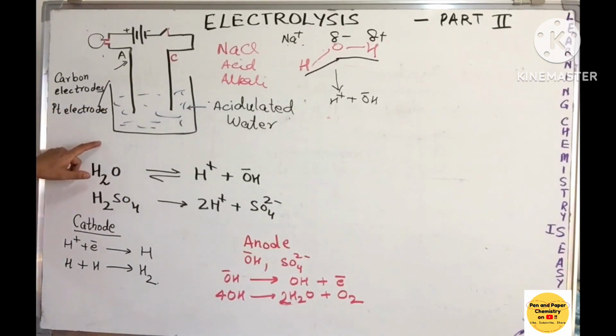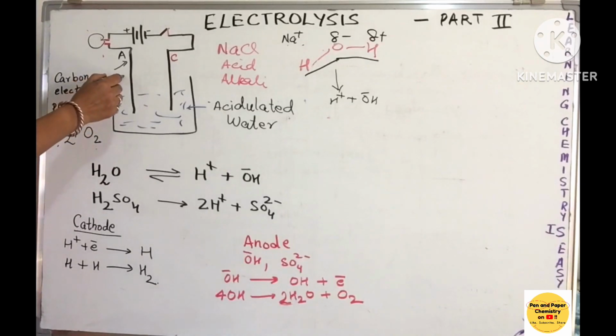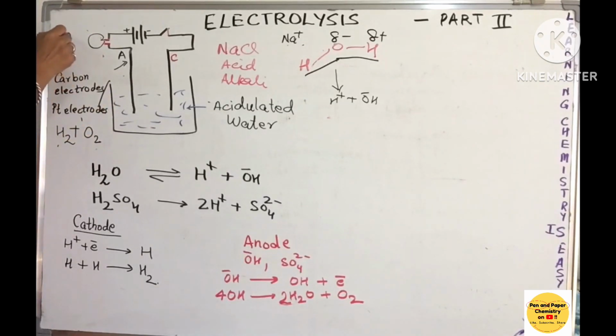What else will you observe? You will observe that there are two gases being evolved over here. Hydrogen and oxygen are evolved at the electrodes. How do I know that they are hydrogen and oxygen? We collect the gases in separate test tubes and conduct the test for hydrogen and oxygen.